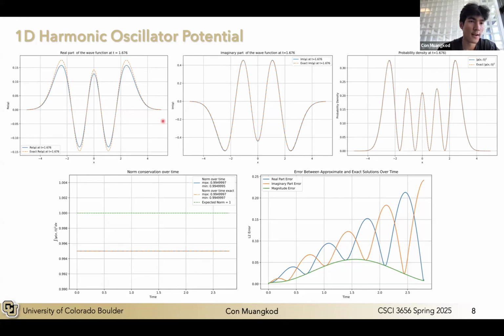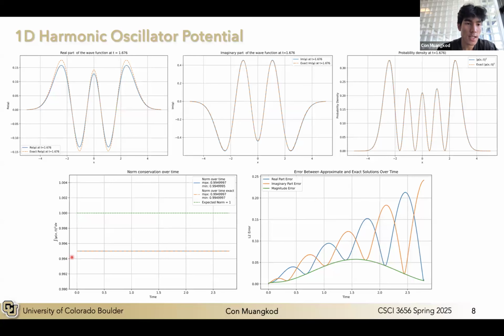As you can see here, again, the dashed orange line is going to be the exact solution, and the solid blue line is going to be our approximated solution. We see a tiny difference in the real part, barely any difference in the imaginary part, and the probability density almost matches up with the exact solution.